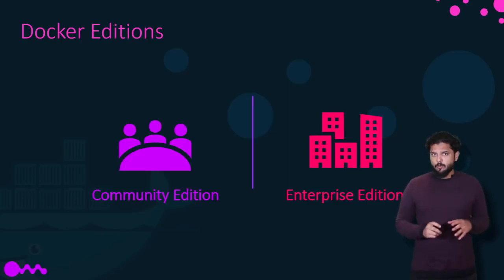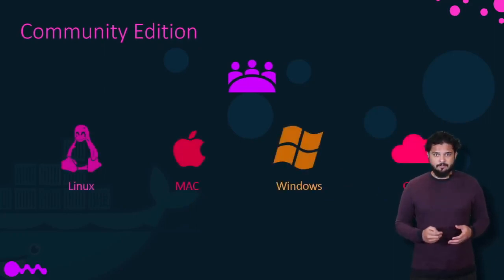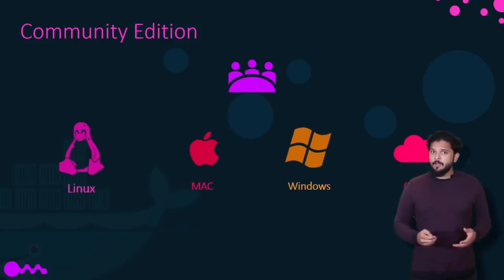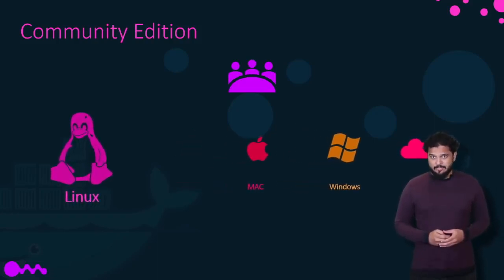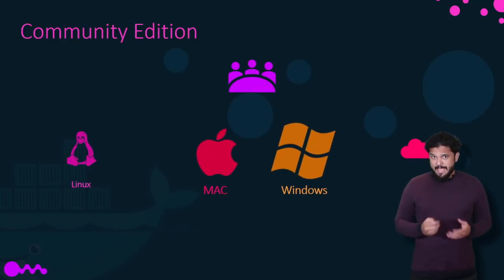We will discuss more about container orchestration later in this course, along with some alternatives. For now, we will go ahead with the Community Edition. The Community Edition is available on Linux, Mac, Windows, or on cloud platforms like AWS or Azure. In the upcoming demo, we will take a look at how to install and get started with Docker on a Linux system.